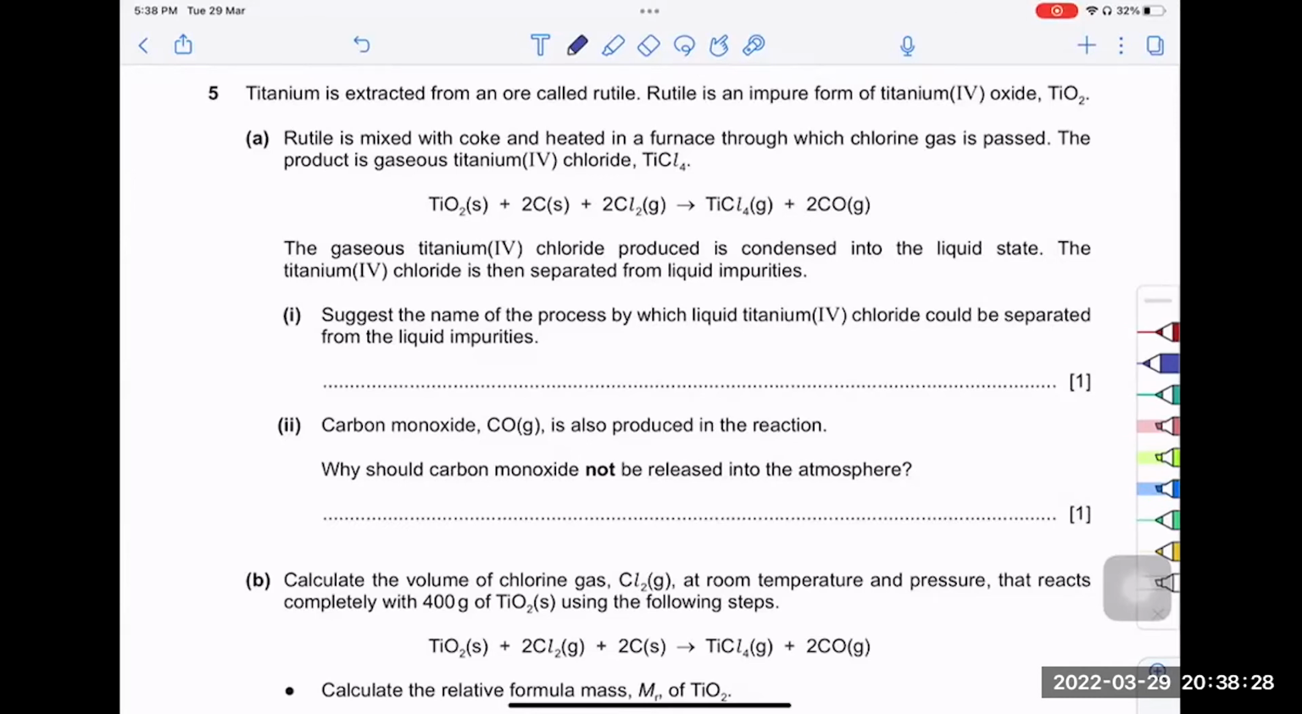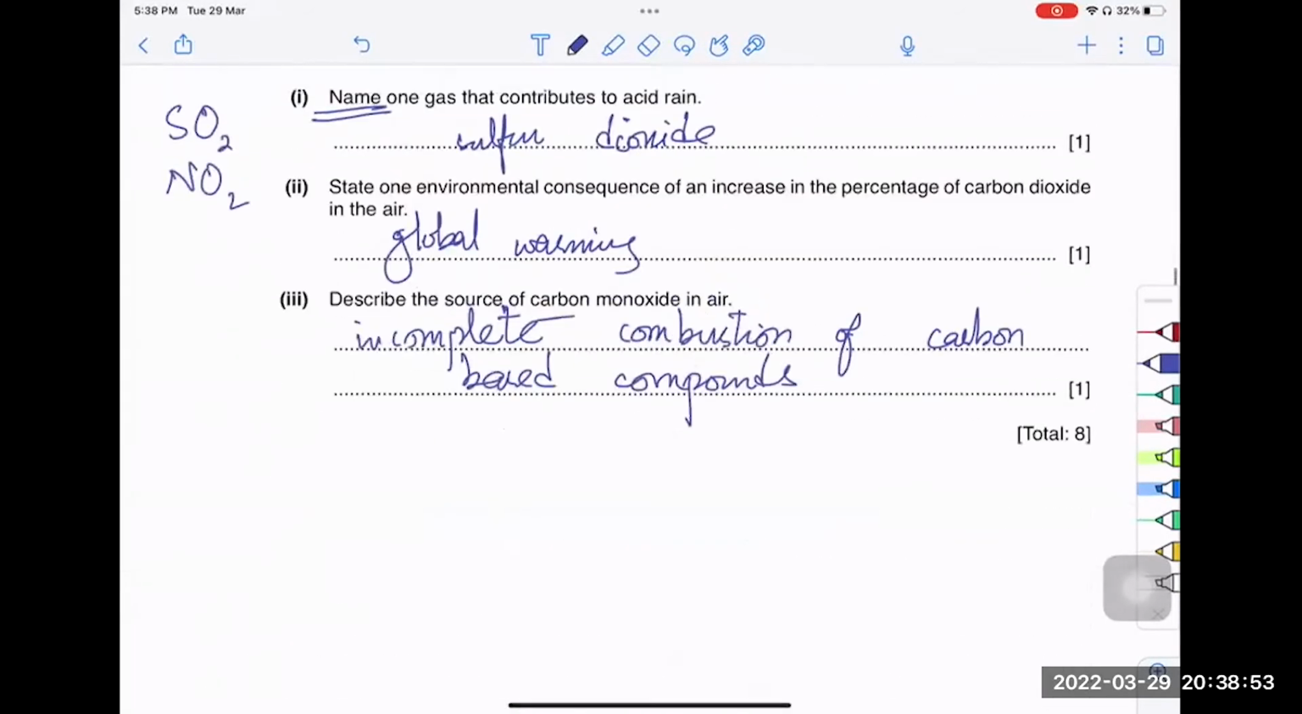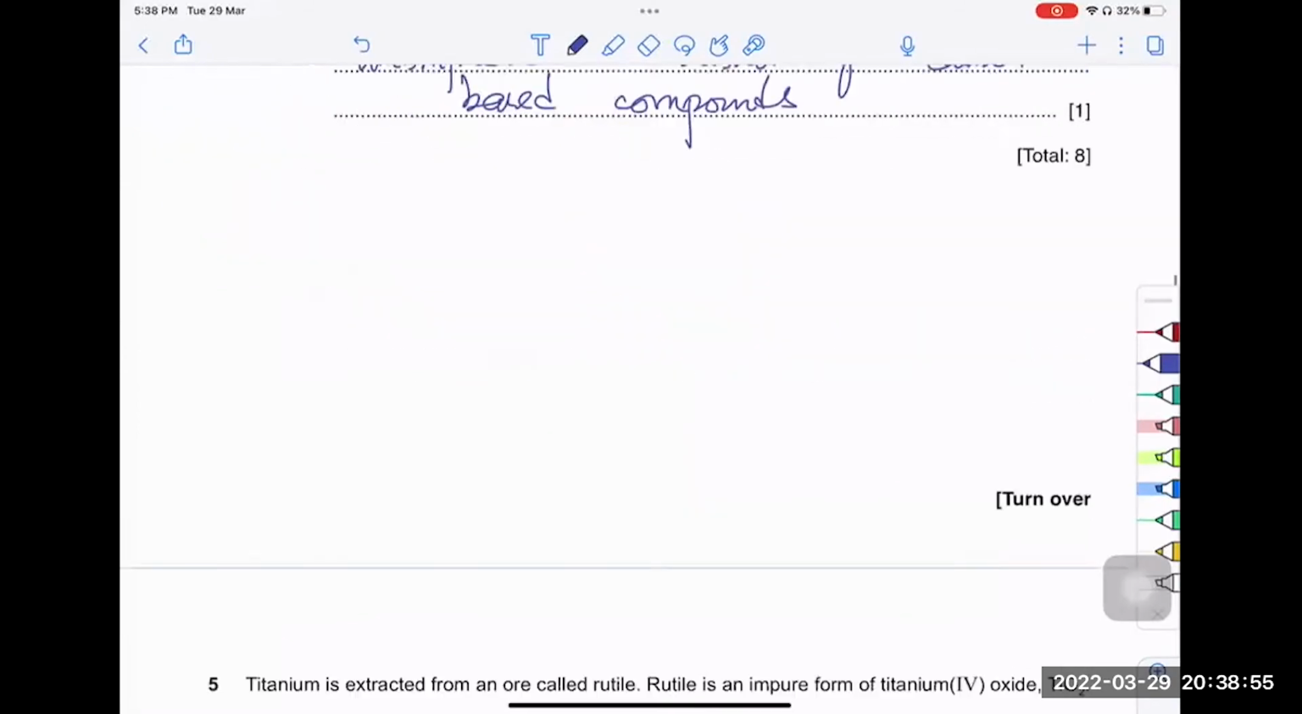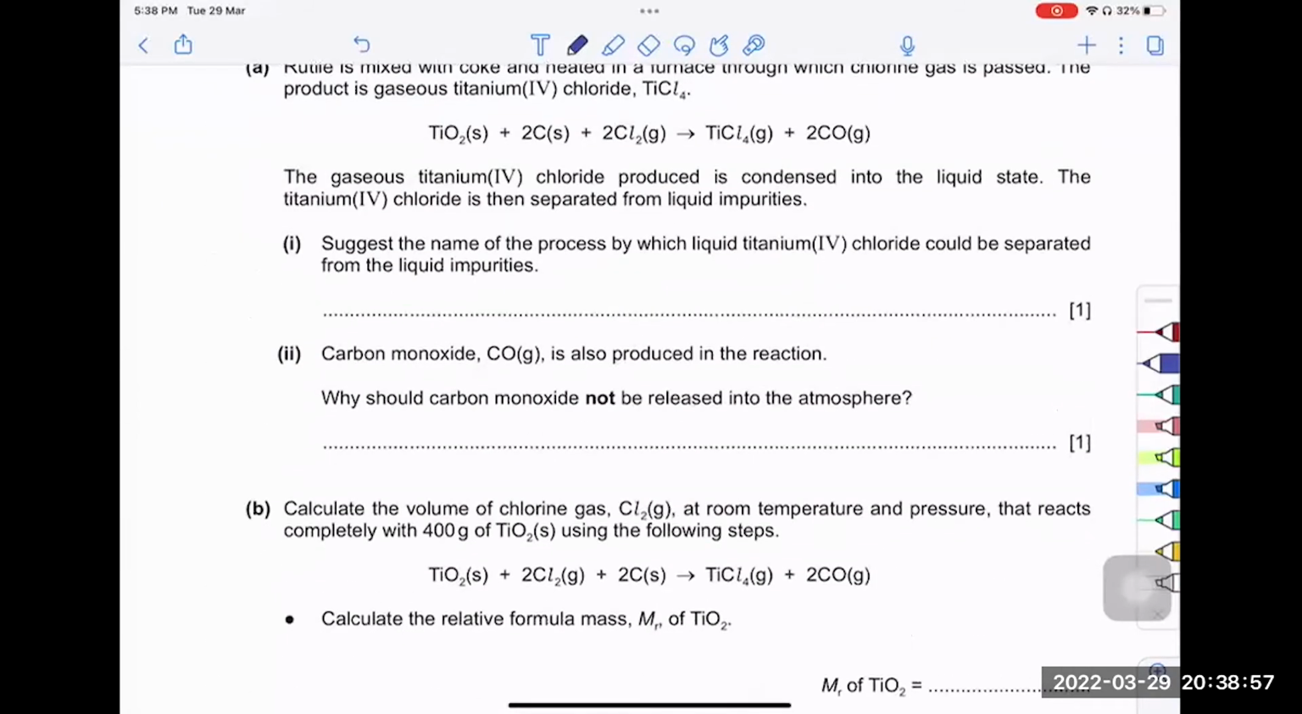Suggest the name of the process by which liquid could be separated from liquid impurities. Liquid impurities. We just talked about it. What is the process called? Fractional distillation. Very good. Umar, your question is can we write unburned hydrocarbons? No, we can't write unburned hydrocarbons because the source of carbon monoxide is incomplete combustion, not unburned. So yes, you're right, fractional distillation.